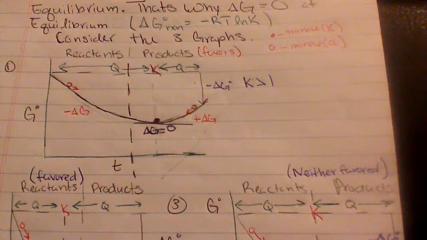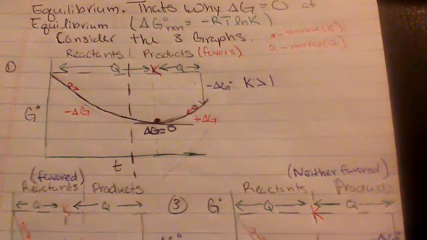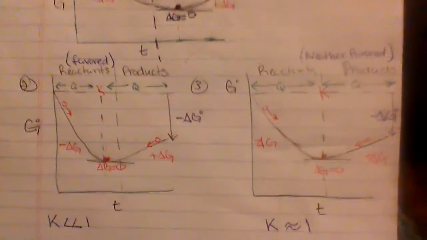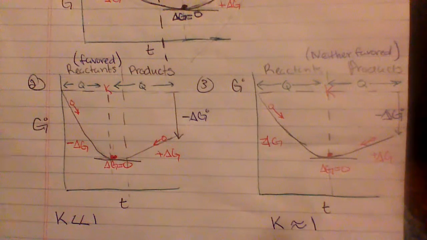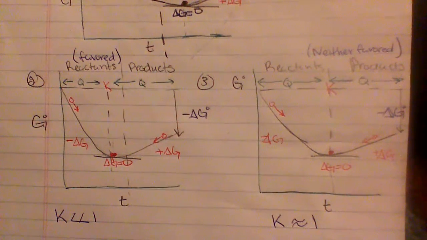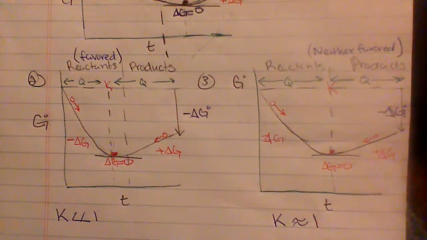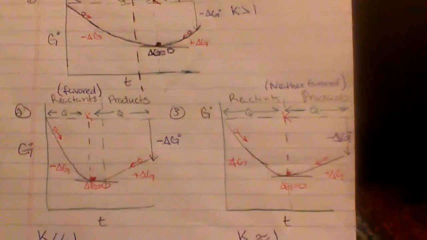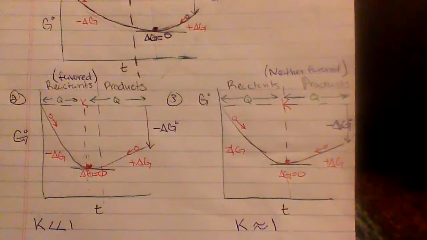So in terms of where K is, for this graph you see K is greater than 1, meaning that the products are being favored. And here for 2, K is less than 1, meaning that K shifted to the left. Up here, K shifted to the right, and K is not shifting in either direction. And Q, in a sense, is always shifting.